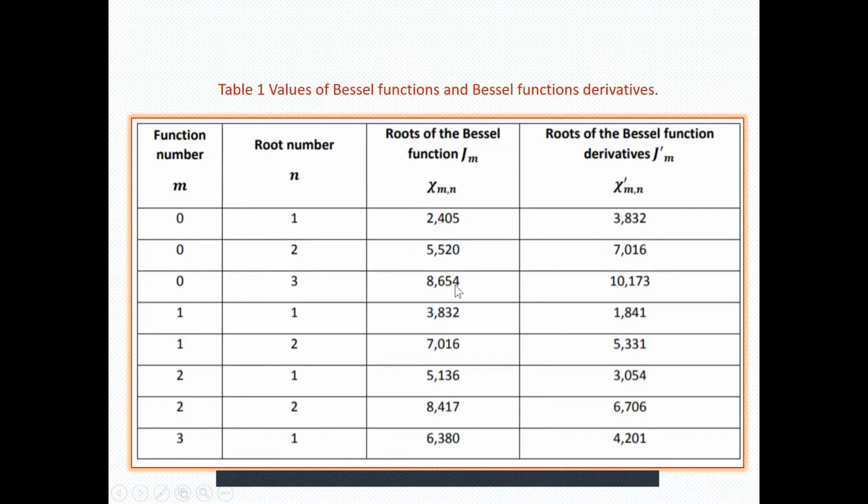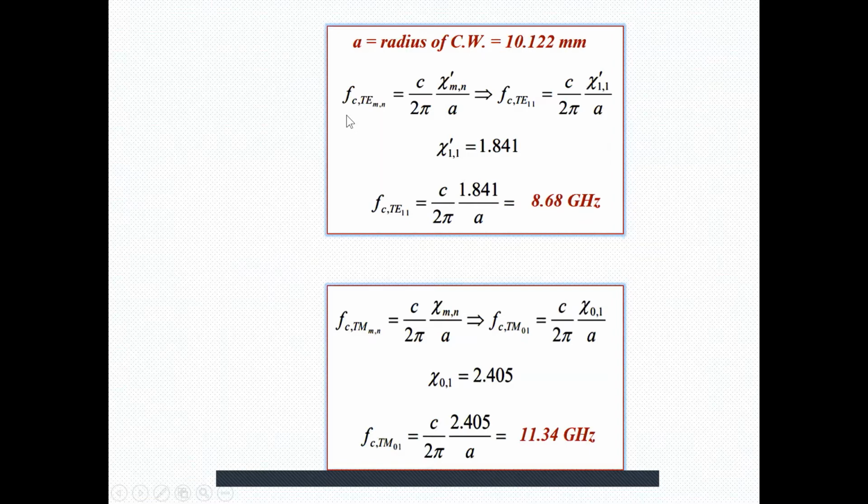This is 8.654. And the corresponding roots of the Bessel's function derivative is 3.832, 7.016. So we will take the values from this table. Now first we will calculate the cutoff frequency for transverse electric 1-1 mode. So for the transverse electric 1-1 mode, this is the formula: c upon 2 pi, chi dash mn upon a.